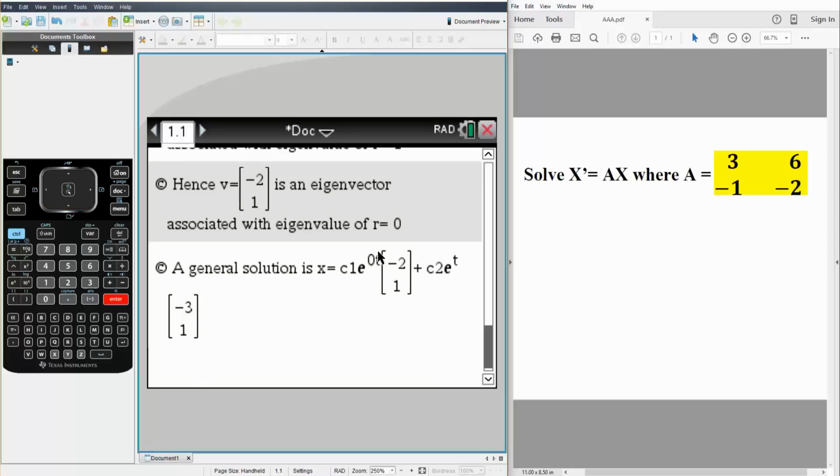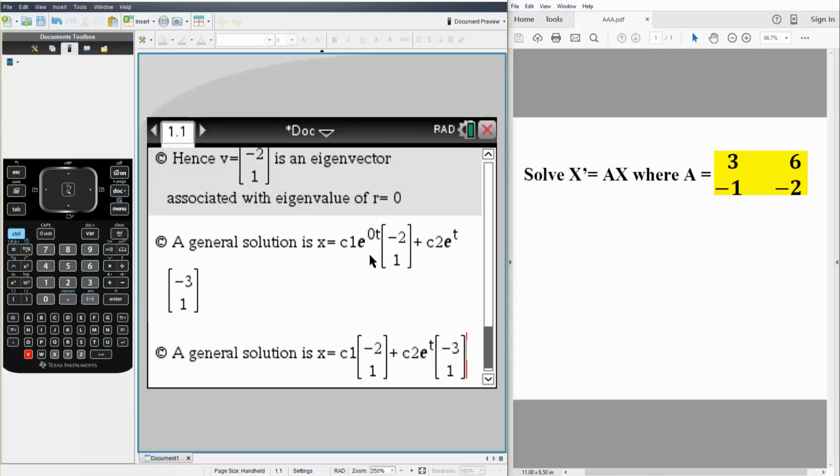We know that e raised to 0 is simply 1. And so our general solution will be this, because we know that e raised to 0 is 1. So we could say C1 times the eigenvector -2, 1, plus C2 e raised to t, and the eigenvector was -3, 1. And so this is a general solution.